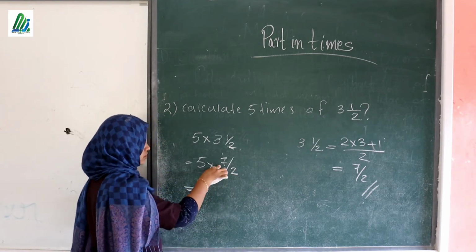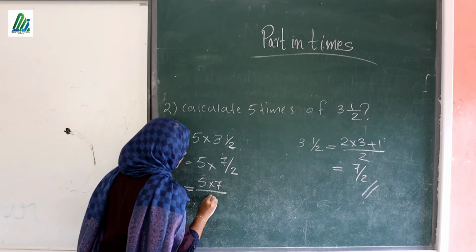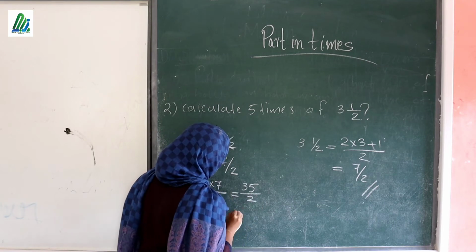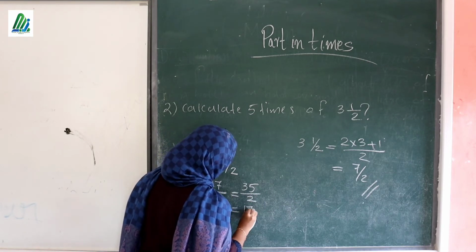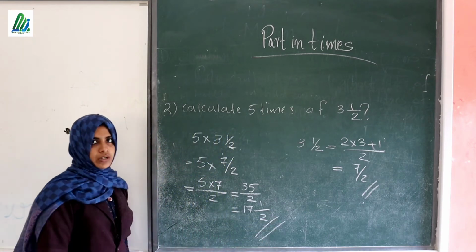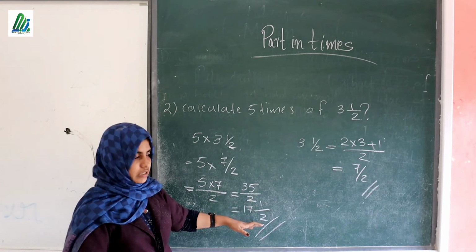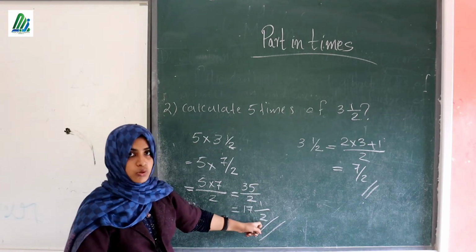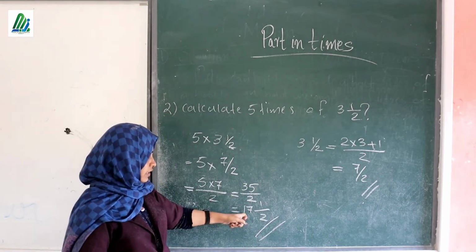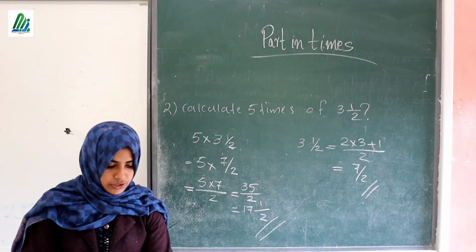Then 5 into 7 means 5 into 7 divided by 2, 35 by 2. Okay, when we divide 35 by 2, here 17 into 2, 34 plus 1, 35 by 2. When we divide 35 by 2, we get 17 and 1 is the remainder. Okay, 17 1 by 2.